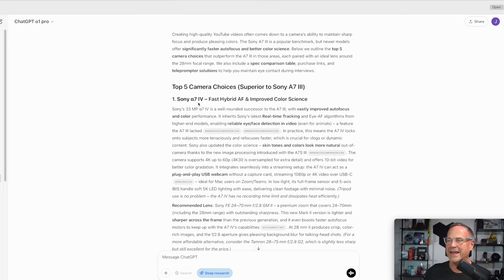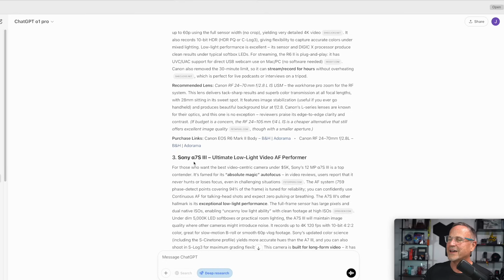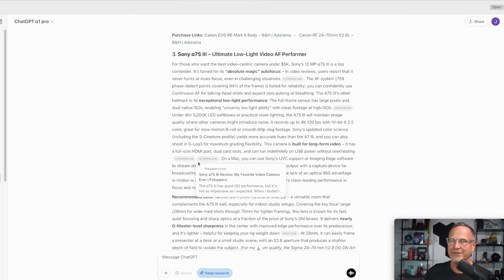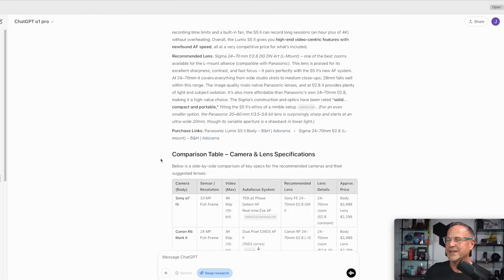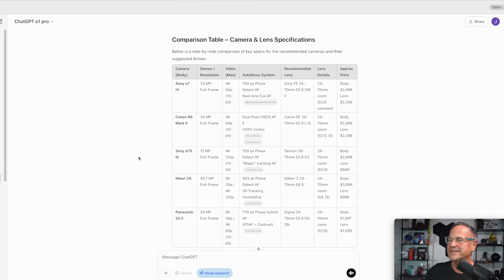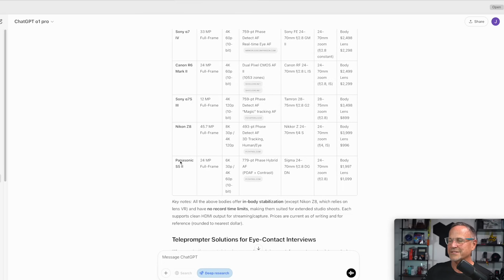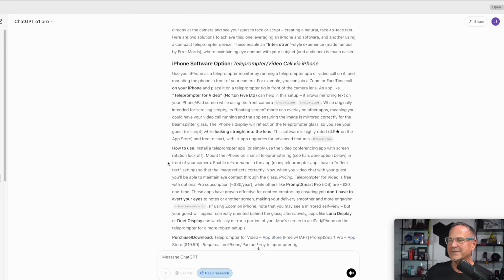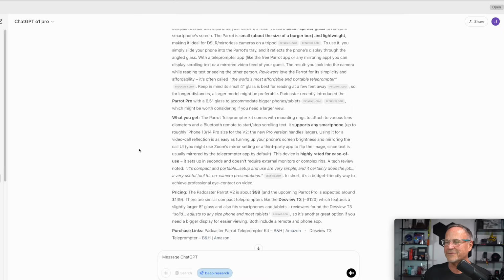It says the Sony Alpha A7 IV, and we've got the Canon EOS R6 Mark II. We've got the Sony A7S III, good recommendation. And then the classic Panasonic Lumix S5 II. So yeah, those are the choices. It gives a chart about all of this with approximate price, lens details, all of this stuff with sources that you can go to. So you can actually look at the sources if you're interested. And then some teleprompter solutions as well that I didn't find as useful, but still relatively nice to see this.